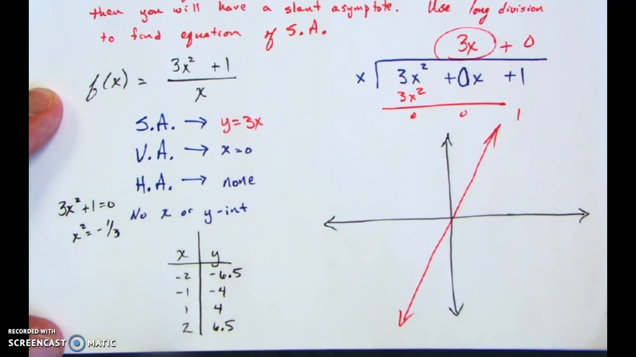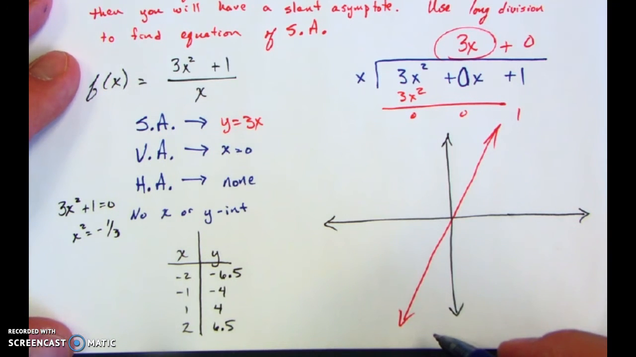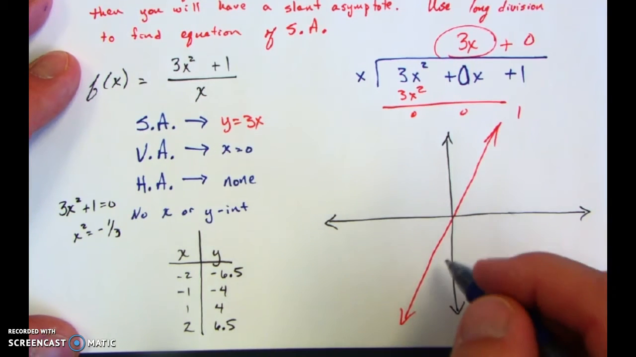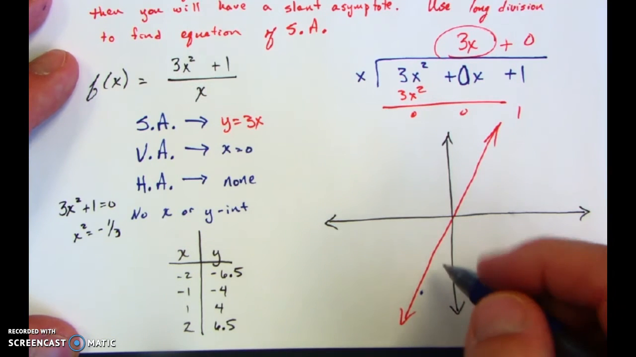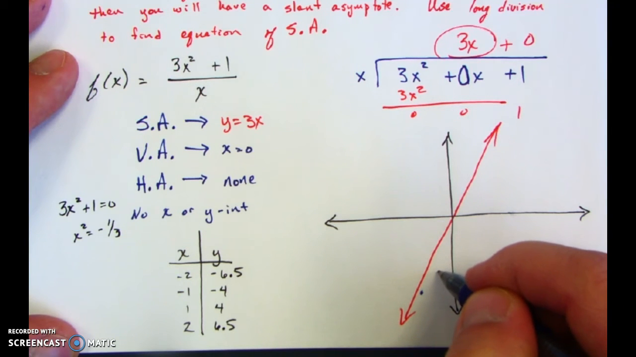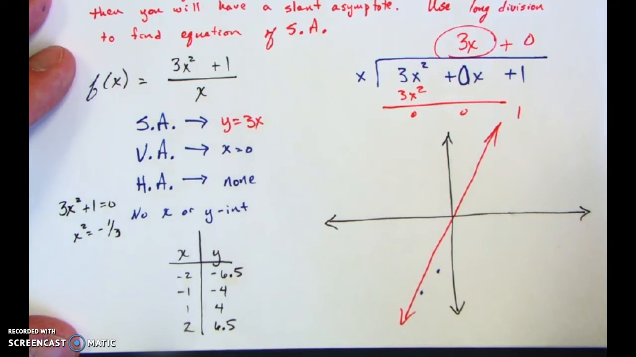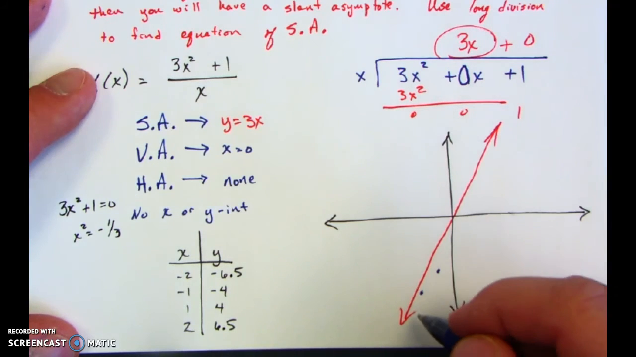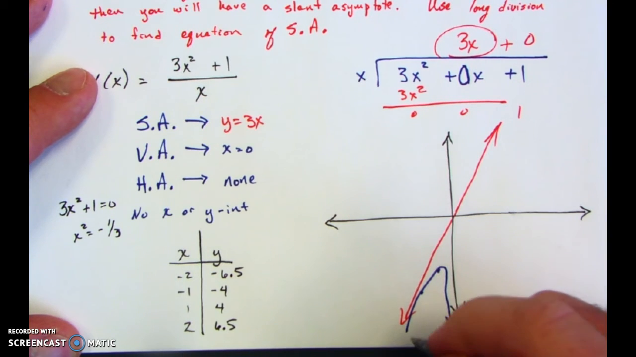So as I start to sketch these points when I'm graphing this, I have a -2 and a -6.5. That's going to give me a point over here somewhere. And then we have a -1 and a -4. That's still going to be in this range somewhere. And remember, we also said that it's going to have that vertical asymptote where x equals 0. So this graph is going to come up through here and then right back down the y-axis, excuse me.